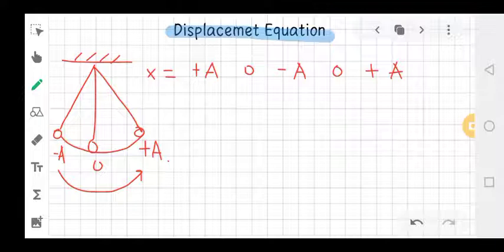Now, if you decide to divide displacement by A, we get plus A divided by A, which is plus 1. Zero divided by A is 0. Minus A divided by A is minus 1. Zero divided by A is 0. Plus A divided by A is plus 1. Now we have a series of plus 1, 0, minus 1, 0, plus 1.